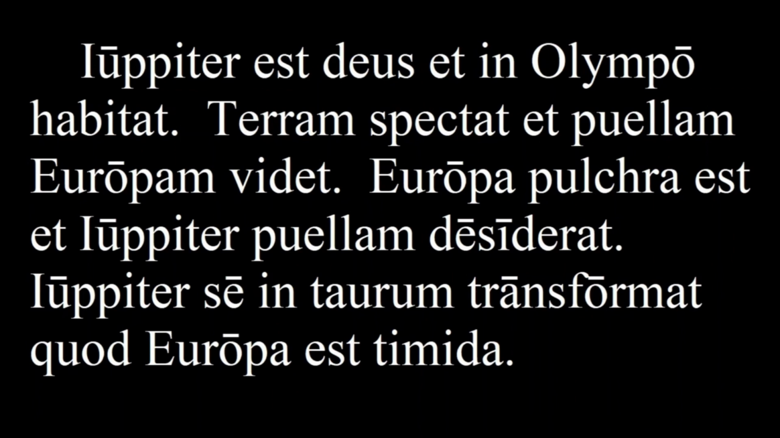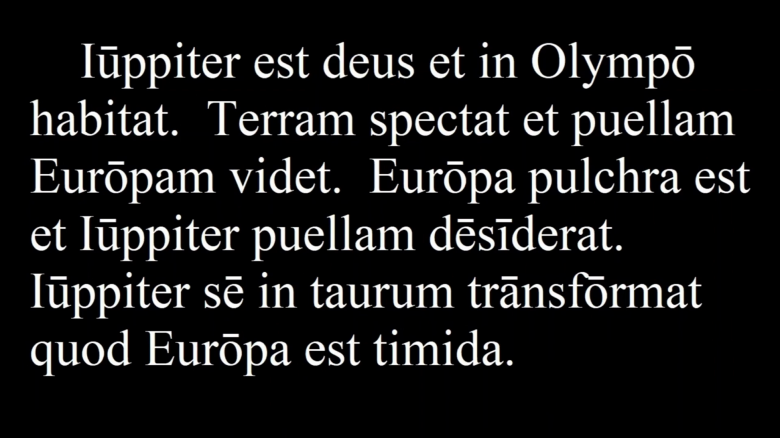Were you able to guess the meaning of this first sentence? It means Jupiter is a deity and lives in Olympus. Habitat should be pretty obvious from the words habitat and inhabit. And can you guess the meaning of the word terra from the English word subterranean? It means earth. Spectat is what a spectator does. So terram spectat means watches the earth. Then we see the sentence we just learned, puellam desiderat.